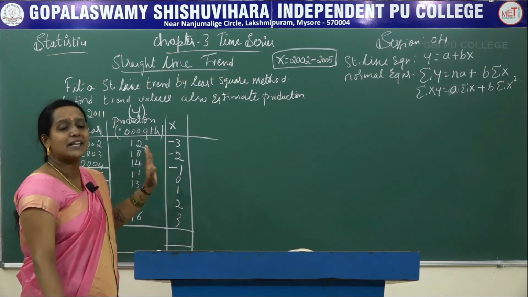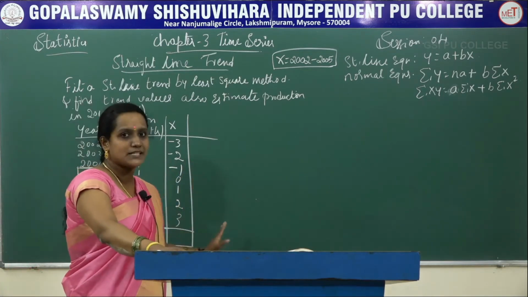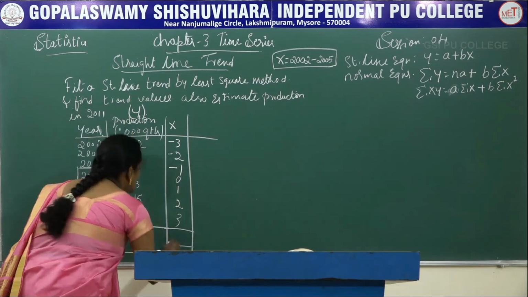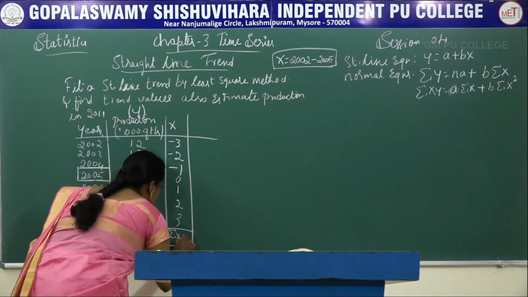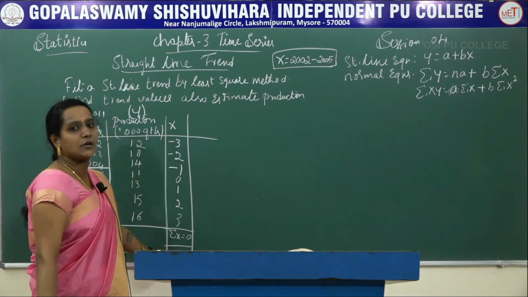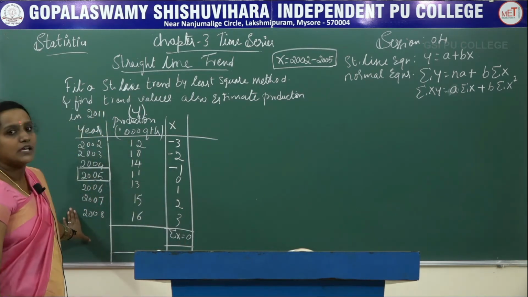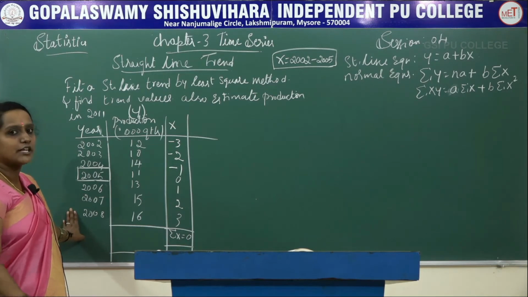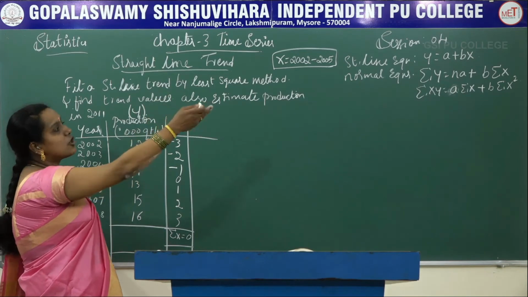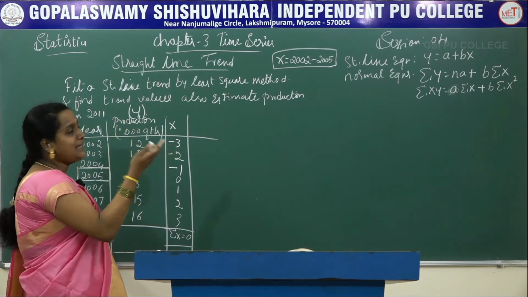We have to do the summation of x. It should be equal to 0. We should make this summation of x equal to 0, so we do the manipulation here. Always we should get summation x as 0. By that we can solve the normal equations.